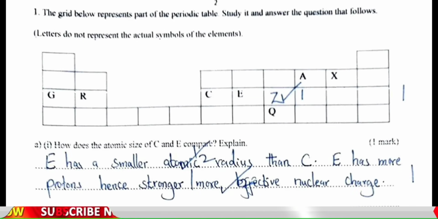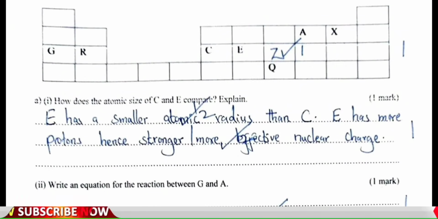The question says that the grid below represents part of the periodic table. Study it and answer the questions that follow. So we have A, X, G, R, C, E, and Q. A: How does the atomic size of C and E compare? Explain. That was 1 mark. The answer was E has a smaller atomic radius. Where is E? It is here, a smaller atomic radius than C. E has more protons, hence stronger or more effective nuclear charge.